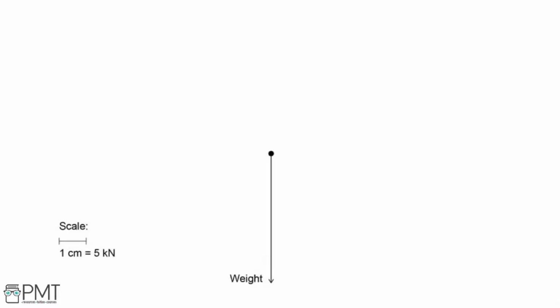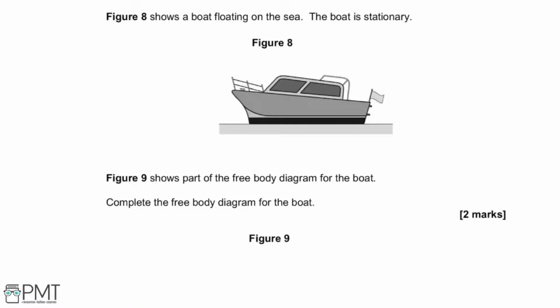However, there is more than just the weight, and that's why we need to complete the diagram. Moving back up here, the important part of this is that we're told that the boat is stationary. This is very important because it means that we're going to use Newton's first law. Newton's first law states that if there is no resultant force acting on an object, it will remain stationary or moving at a constant velocity.